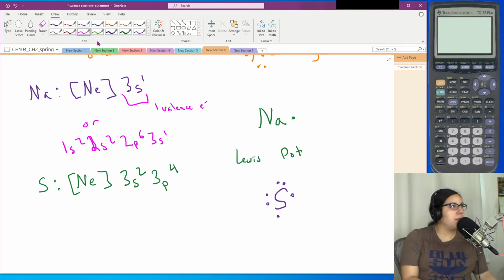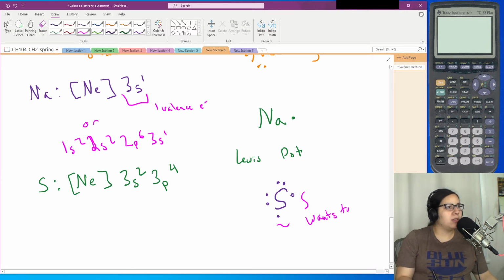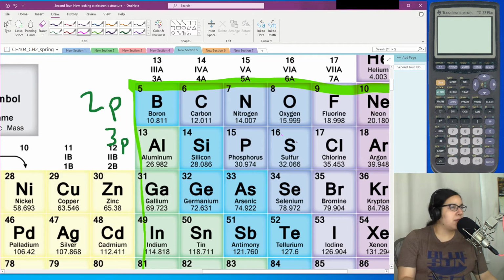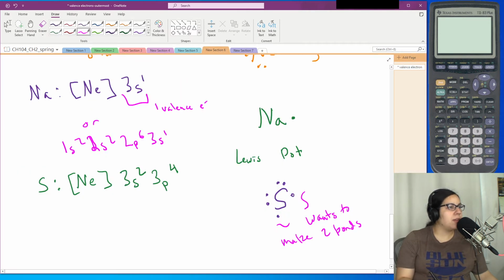So now, right, all the pieces are starting to come together slowly. So we know, right, we have these 2 lone electrons here. So it wants to make 2 bonds. Notice how this is similar to oxygen, right? So they're the same family. So you can imagine that the same thing applies to oxygen, right? It wants to make 2 bonds.